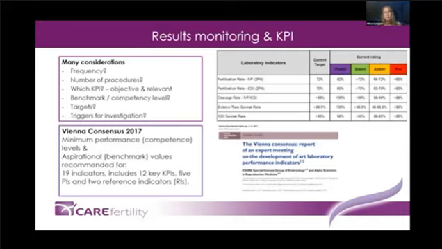Which key performance indicators should we use? We know they must be objective, they must be relevant. We need to set benchmark competency levels, but also I think it's important to set aspirational targets. And the way to do this as well is to collaborate to understand what other people are achieving and how you can continue to raise the bar. And we need to set limits so that we can trigger when an investigation is required.